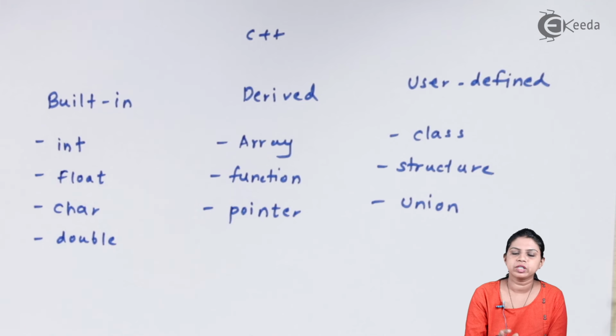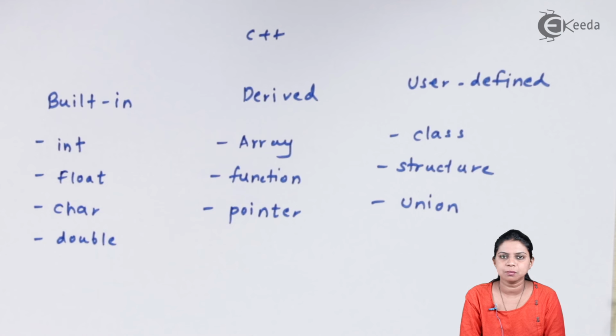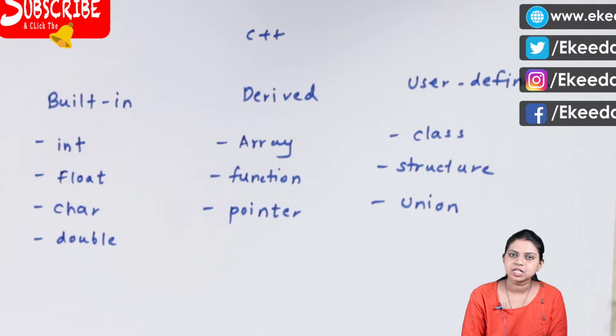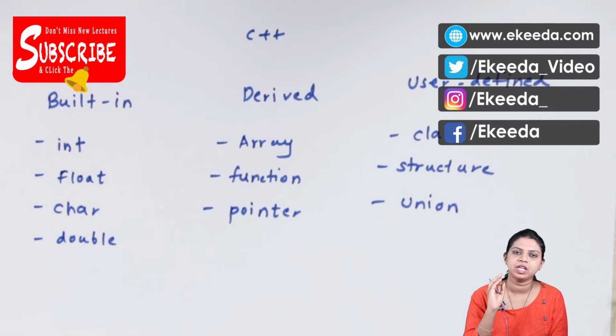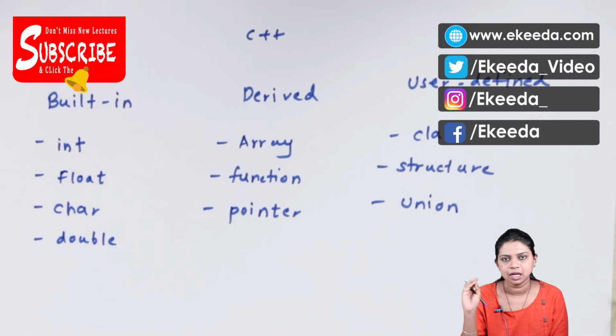So I hope you have understood the concept of C++. What is C++, how we start with C++, what are the character set of C++, what are the keywords of C++, how a variable is formed, and what are the data types of C++. Now in the next video, we will discuss each built-in data type in detail.